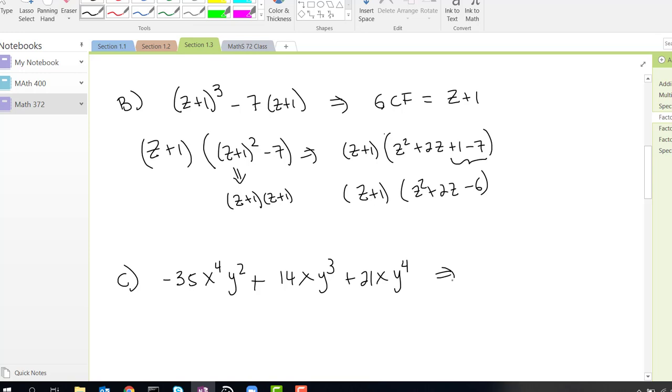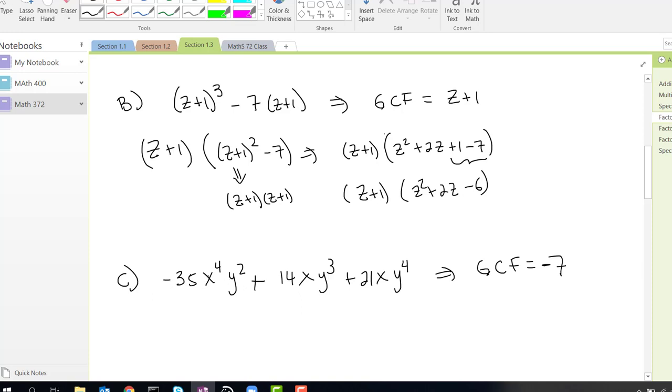So same thing, what is going to be your greatest common factor? Again, look at the coefficients. So I have negative 35, 14, and 21. So it looks like 7. Because the leading term is negative, we want to take the negative out as well. So it'll be minus 7. Anytime your leading coefficient is negative, you want to take that negative out.